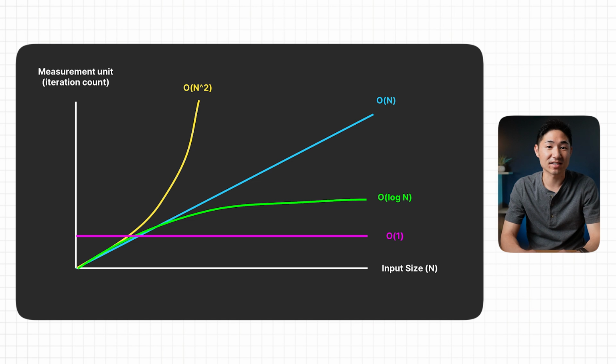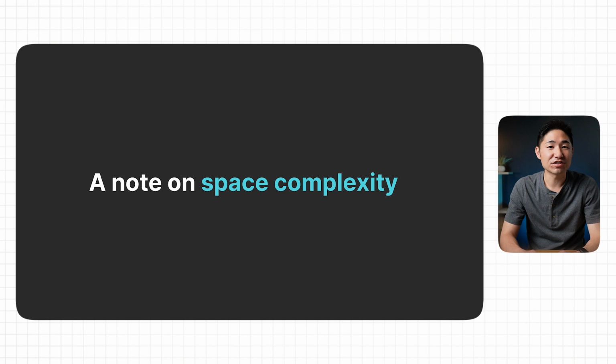Okay, so now you can make sense of this graph and see how each of these big O complexities affect performance as input size increases. Here's a note on space complexity. So space complexity is similar to time complexity. We're talking about the complexity of an algorithm, just in a different context.